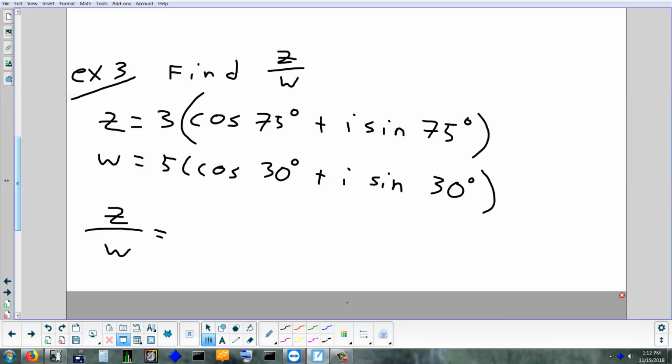So Joe, what's my radius going to be? 3/5. Yep. 3/5 cosine, and Tyler, what's my angle going to be? 105. Careful. When we're going to multiply them, it would be 105. But we're dividing them. So 45. Yep. So 45 plus i sine 45. And that's it. We're done.